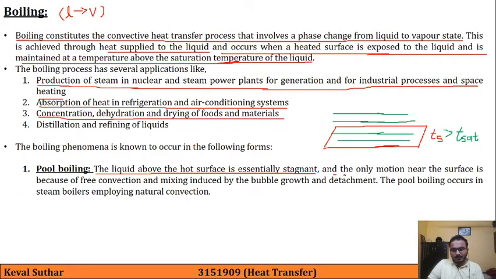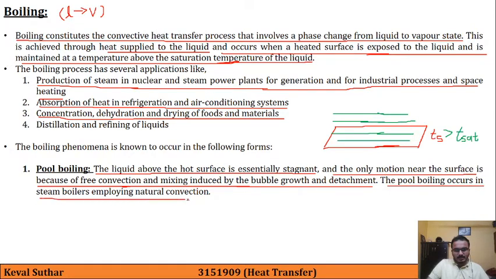So the only motion near the surface is because of free convection, and also due to the mixing induced by the bubble growth and detachment. So there is not much motion present here, and pool boiling occurs in steam boilers employing natural convection.